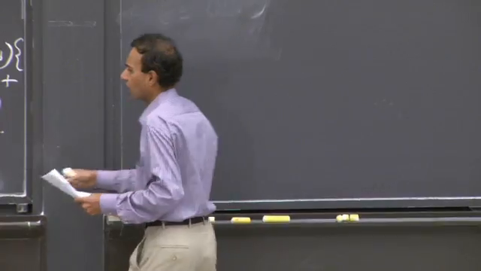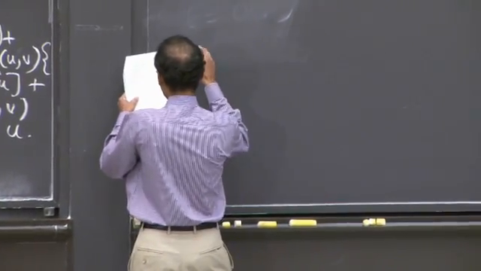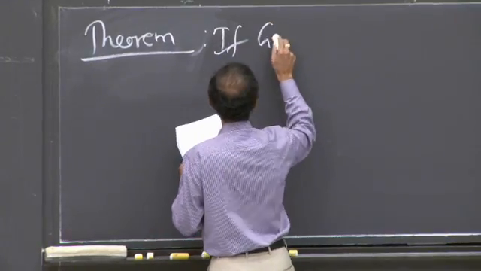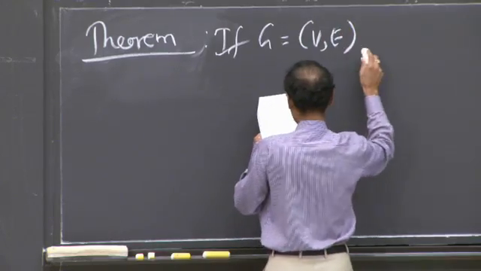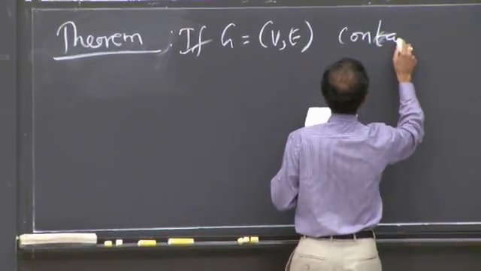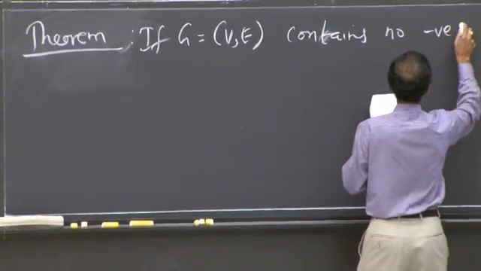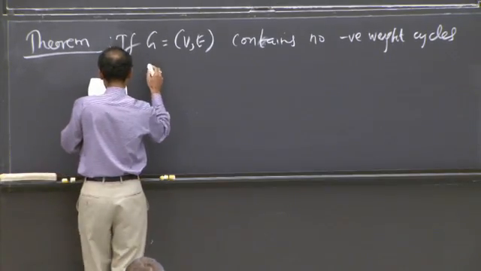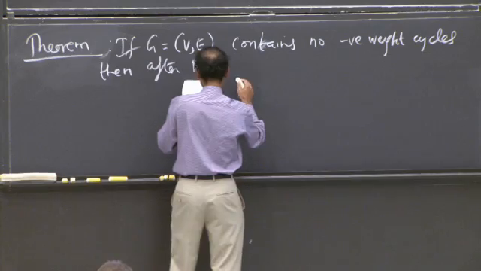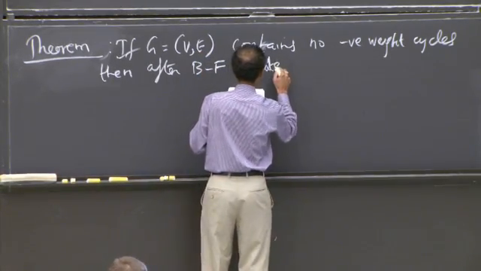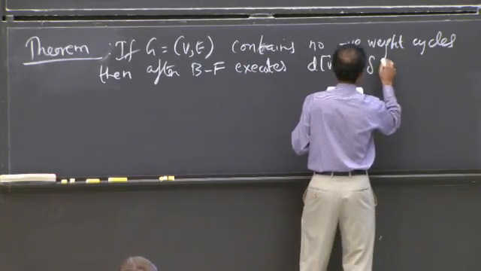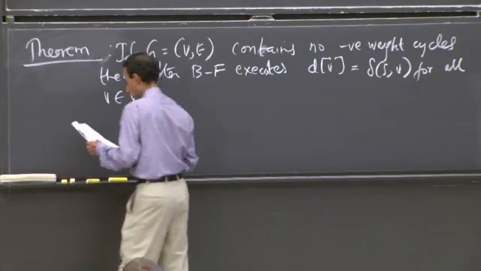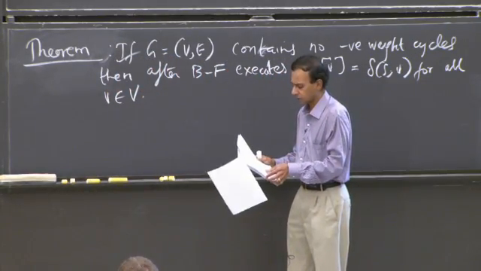Let's start. What we have for this algorithm is that it can guarantee, in a graph G equals (V, E), if it contains no negative weight cycles, then after Bellman-Ford finishes execution, d_v equals delta(s, v) for all v belonging to V. That's the theorem we want to prove.